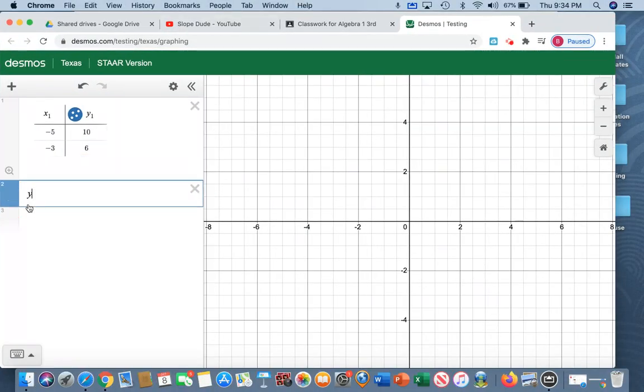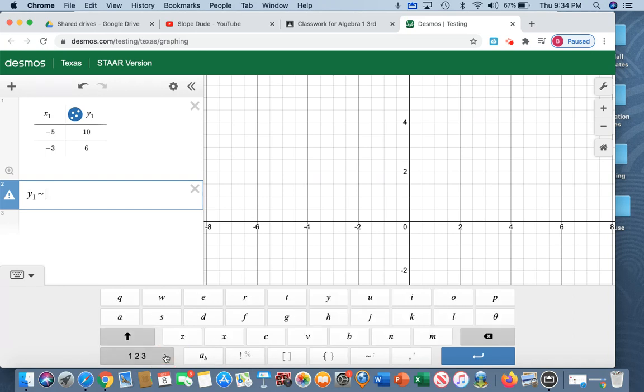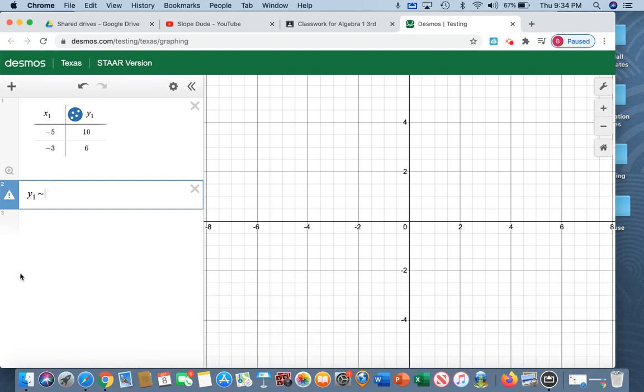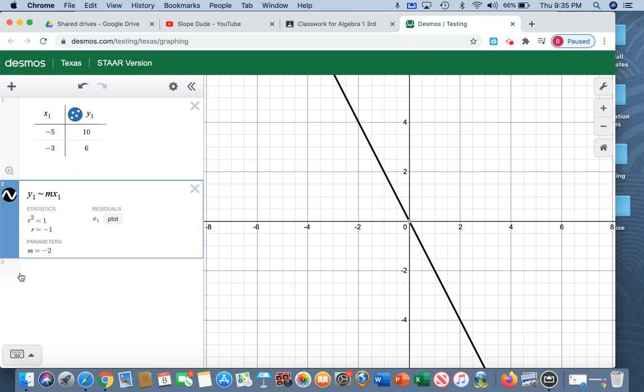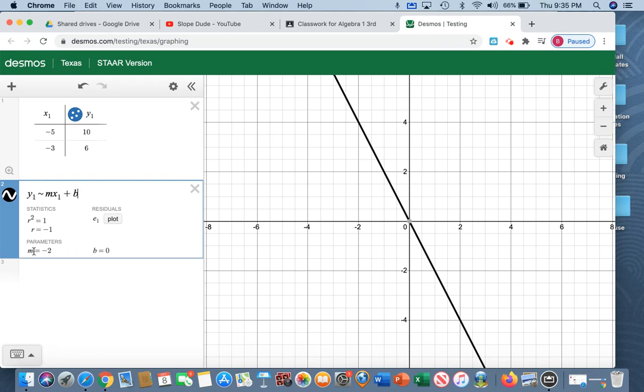Then I'm going to go down here, y, press the number 1, it'll automatically put it down low. Squiggly, and the squiggly I think can be found on here as well. Maybe. Yes, right here is a little squiggly. So squiggly, mx, hit the 1, it'll automatically put it low, plus b. Here is my slope, my m, -2, and my b, where it crosses the y-axis, is at 0. So my slope for this one is -2.